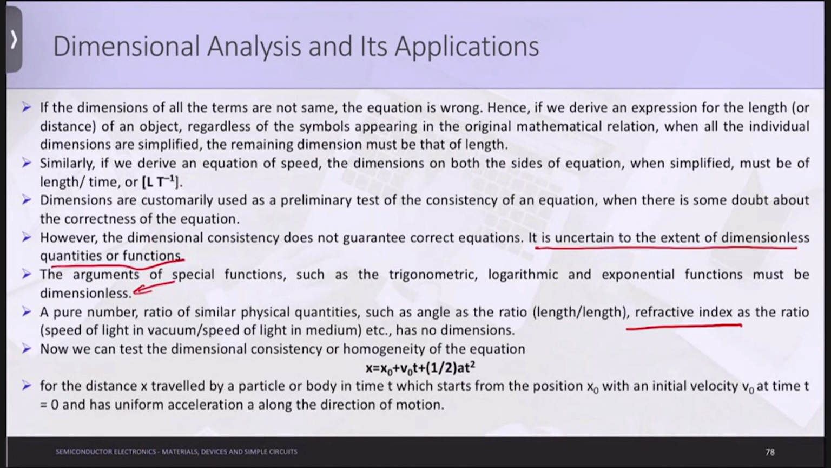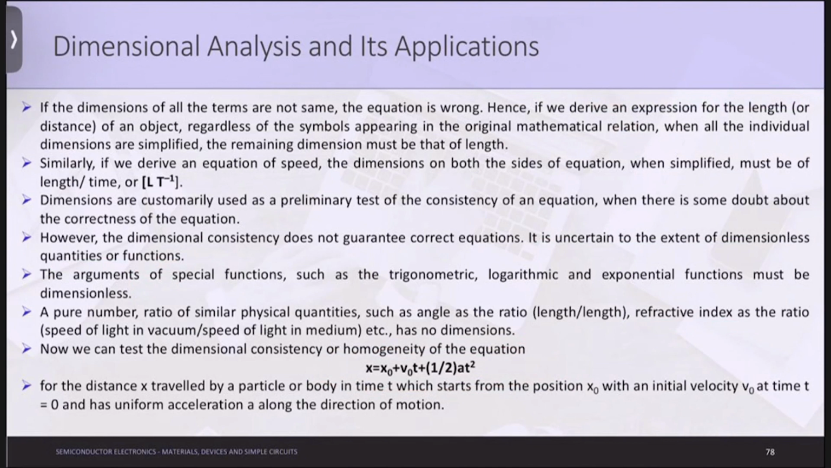And now we can test the dimensional consistency or homogeneity of an equation. So let us say we try to find out the homogeneity of this equation, that is x is equal to x naught plus v naught t plus half a t square. To understand this, this is basically an equation which you will understand in the next chapter only. This is basically to find out the displacement occurred. For now, you can understand displacement as some path occurred. What is the accurate description of displacement will be understood in the next chapter.